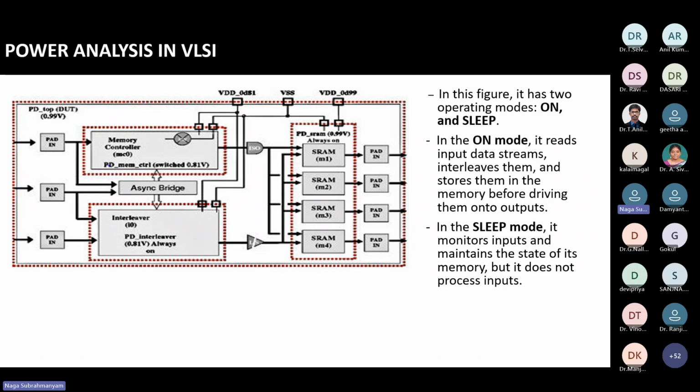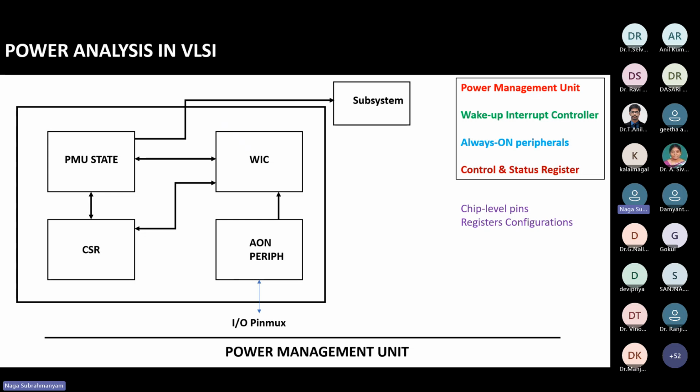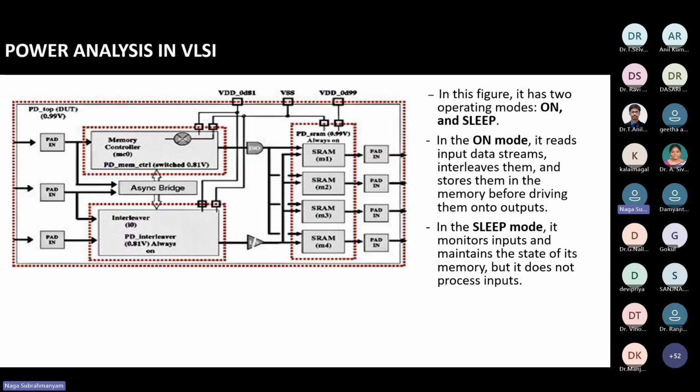Okay, that is the on mode. Whenever it is in sleep mode, it monitors the inputs and maintains the states of its memory, but it doesn't process the inputs. It will look after the memories and other things, but it cannot process the data when it is in the sleep mode. To control this whole chip in the on mode and sleep mode, there is a unit, the power management unit. So this is one kind of power management unit. This is another kind of power management unit.